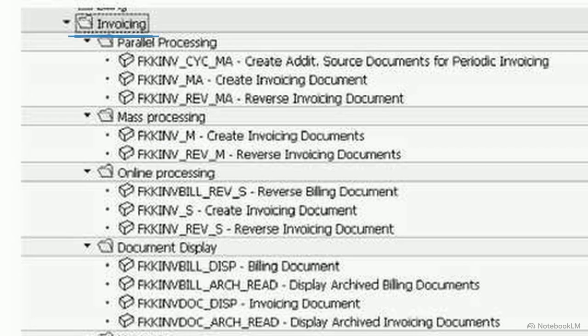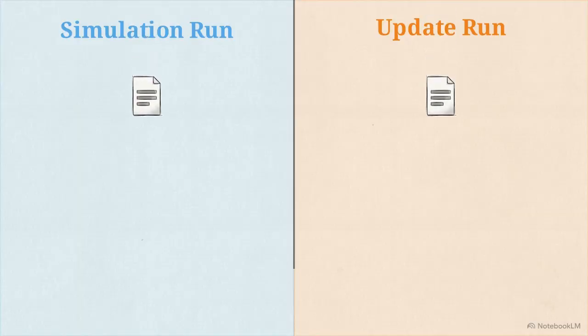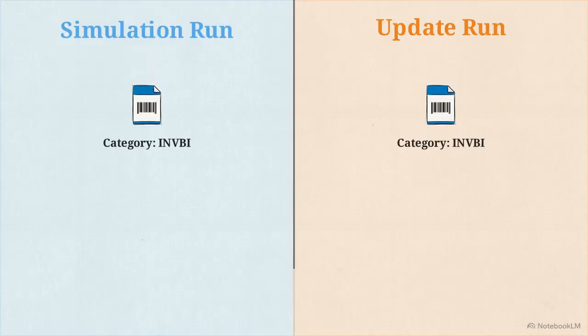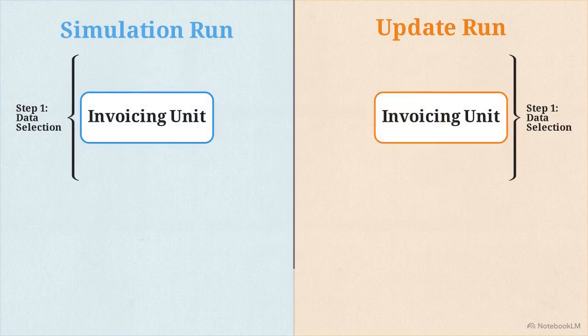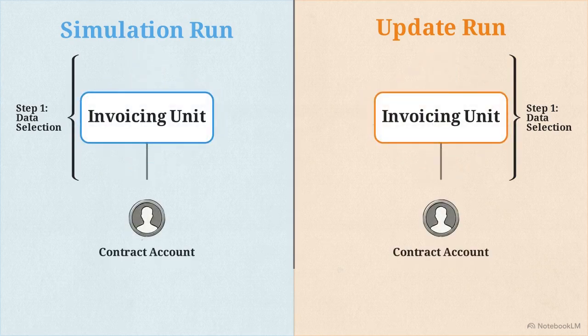You can see this architecture directly in the SAP Easy Access menu tree. The transaction codes for creating these invoicing documents are categorized by their execution type, whether you are running parallel processing, mass processing, or online processing. Technically, this order is classified under the source document category InvBI. During step 1 of the CI pipeline, data selection, the system grabs these InvBI orders. It groups them together into an invoicing unit that is tied to one specific contract account.